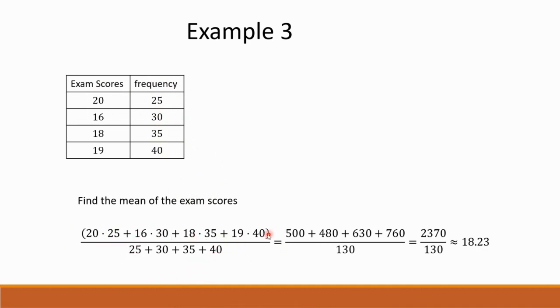So for the mean, we have 20 times 25, 16 times 30, and so on on the top, which is this sum. On the bottom is how many numbers there are, the sum of the frequencies, which is 130. It's 130 data values. So for the mean, we do the top divided by the bottom, and we get this. That's the mean. Again, it's just the average.